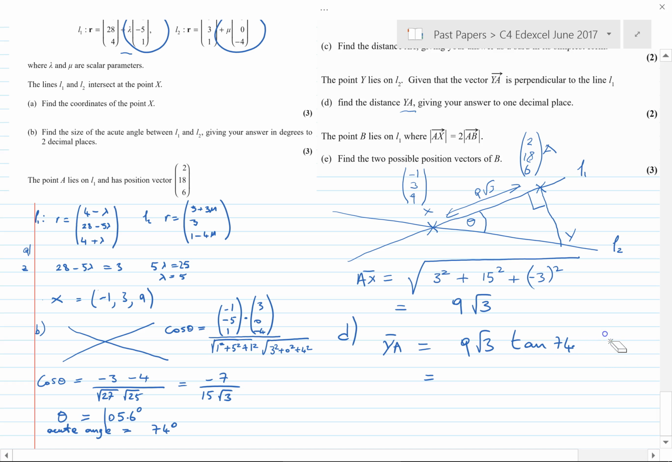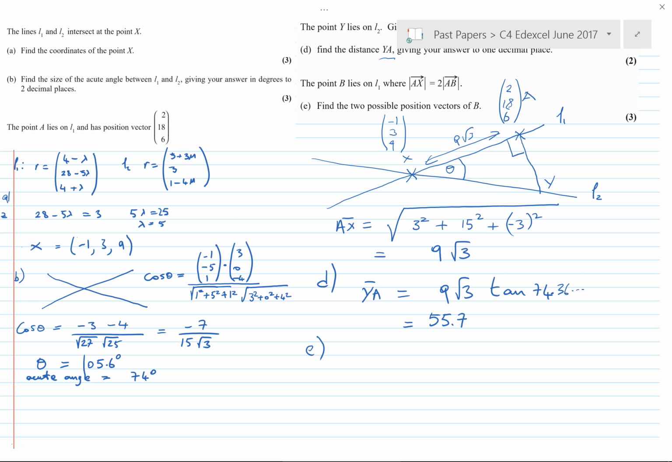74.4 something. Okay, now that comes to 55.7 to 3 significant figures. Okay, so as I say, it's getting a little bit trickier, and part E is definitely the trickiest part. So let's do that.